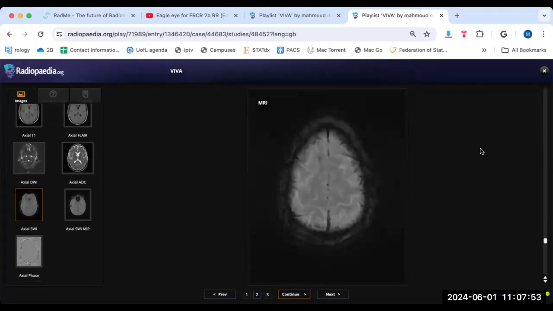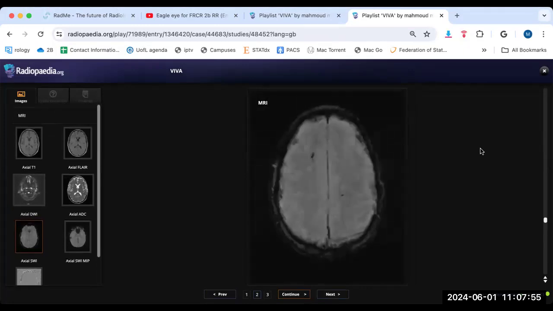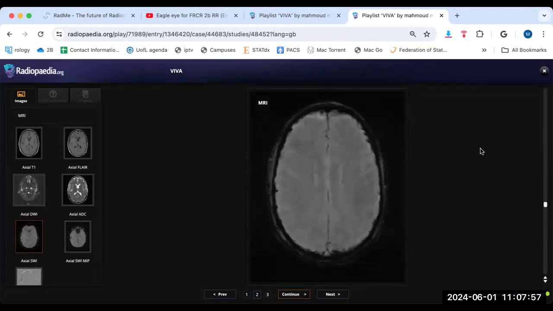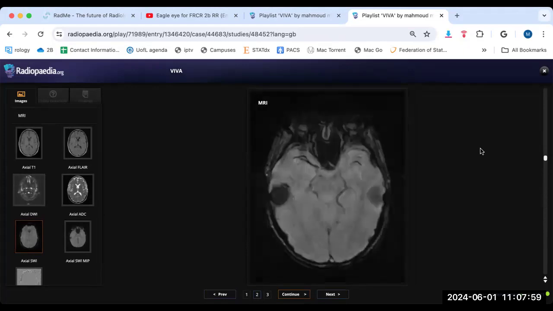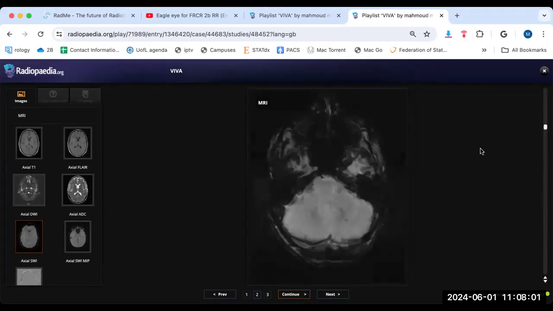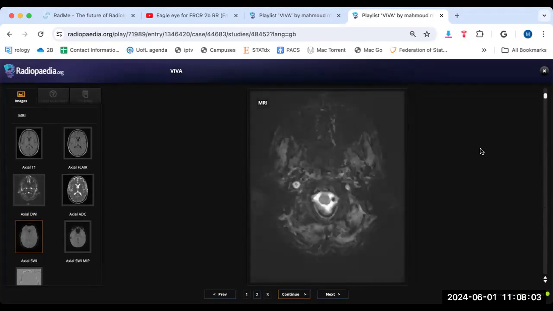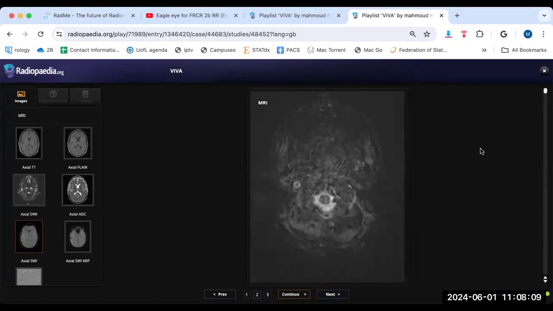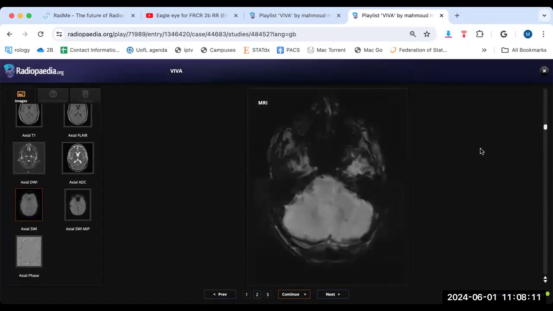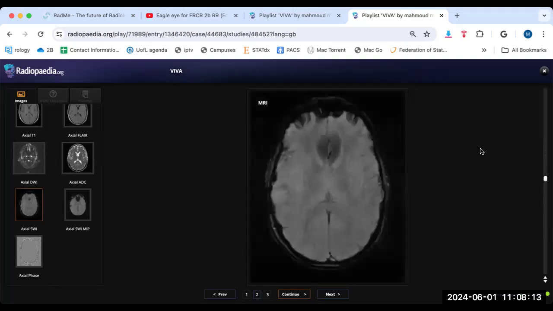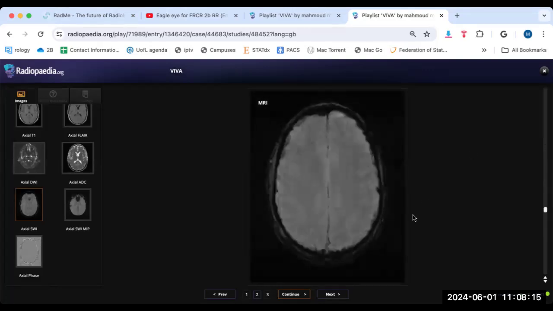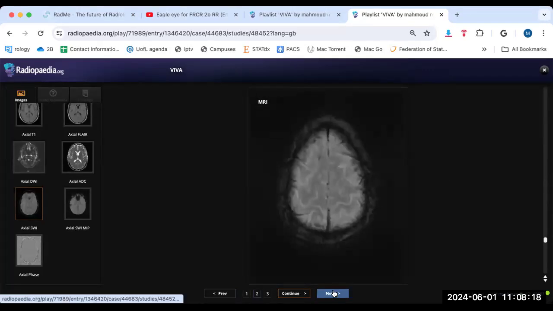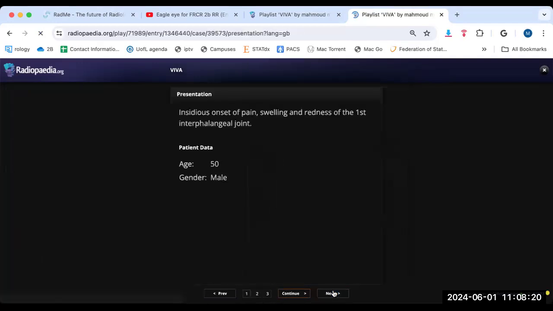So I am looking for any blooming artifact, which in fact is present at the corresponding sites. So this is confirming that these are hemorrhagic foci. So in the clinical context, I will consider it diffuse axonal injury. I would check the sagittal. I would check and alert the treating physician about the findings. Okay, yes. Thank you.